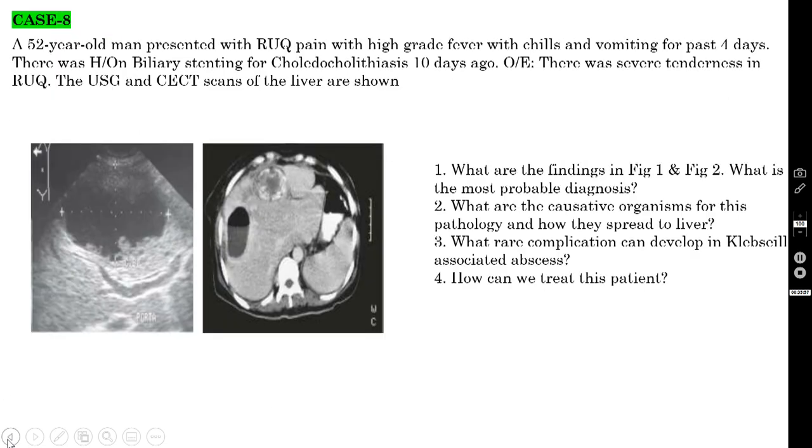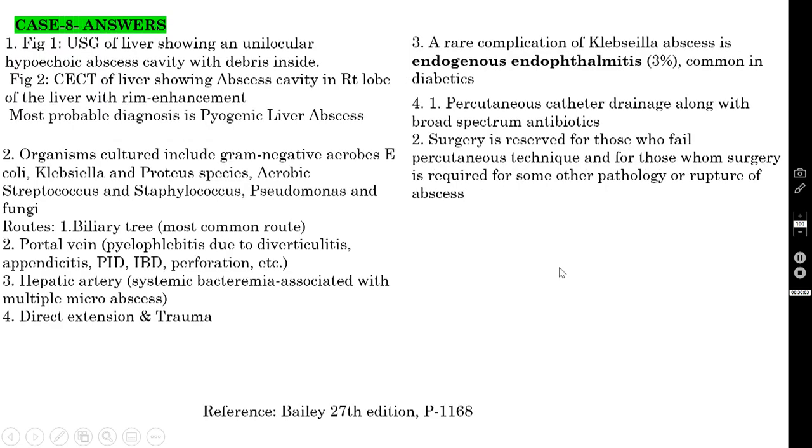What is the rare complication that develops in Klebsiella associated abscess? This rare complication in Klebsiella abscess is known as endogenous endophthalmitis. This occurs in 3% of the patients. It is very common in diabetic patients.